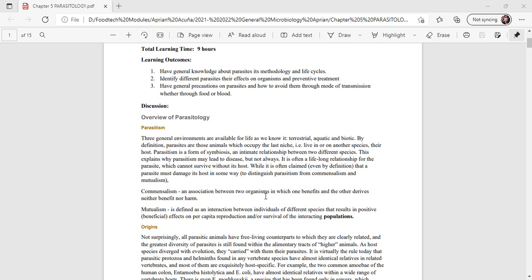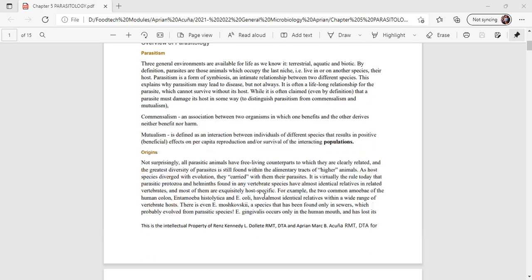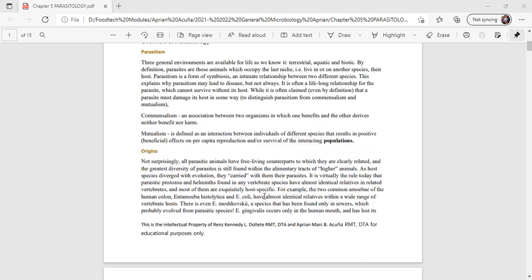Now, for your mutualism, it is defined as an interaction between two individual or different species that results in a positive beneficial effect on per capita reproduction and or sa survival sa interacting population. Ibig sabihin, ang parasite will give benefits sa host and the host will secure a place to live in.